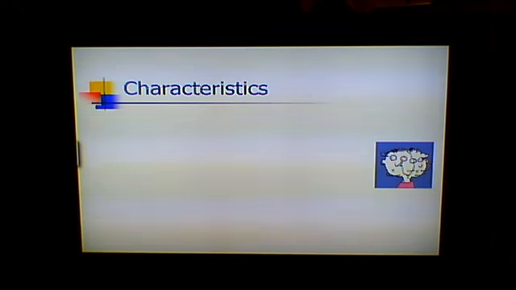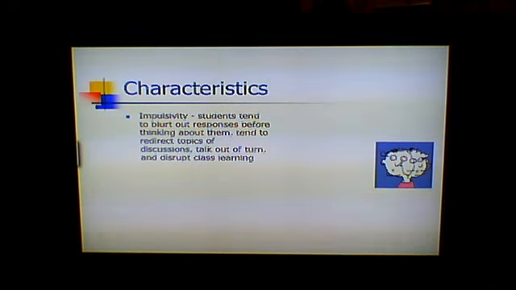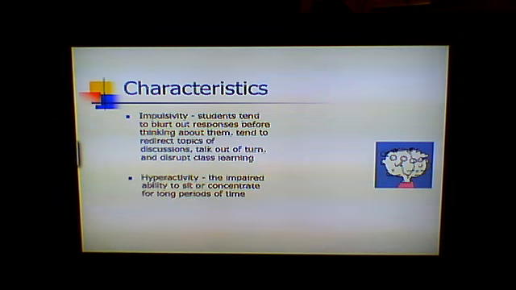Characteristics of ADHD are as follows: impulsivity, which is marked by students who tend to blurt out responses before thinking about them, who tend to redirect topics of discussion, talk out of turn, and disrupt class learning. This trait explains why students are unable to focus on the relevant components of problems that need to be solved and why they often disrupt learning environments, which ultimately causes poor responses from classmates and decreased acceptance.